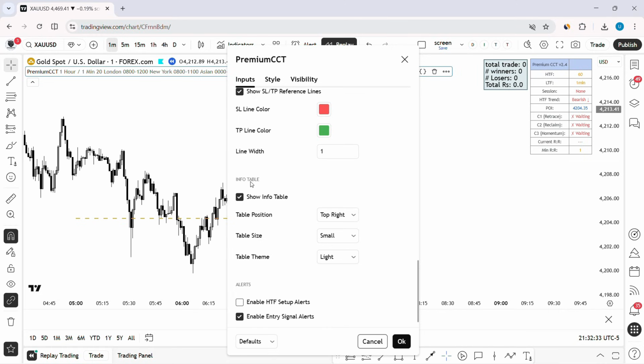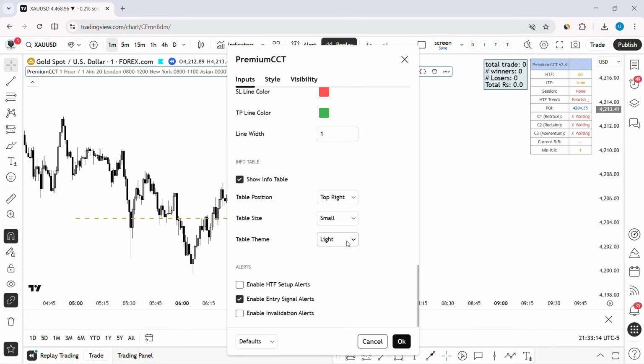Next is the info table section. This table is what you are seeing on the top right side of the chart. So in this section, you can select or deselect this if you don't want to see the table on your chart. Then we have table position options. We have these 4 position options to choose from. Then we have table size. You can select the table size according to your own choice.